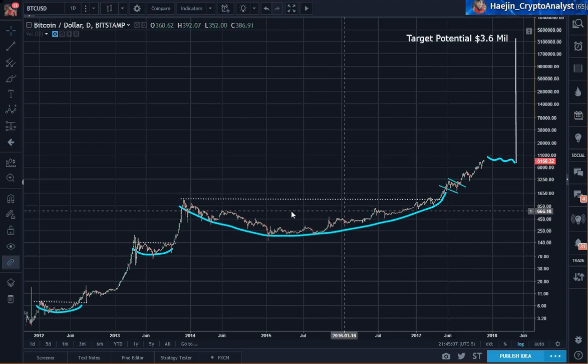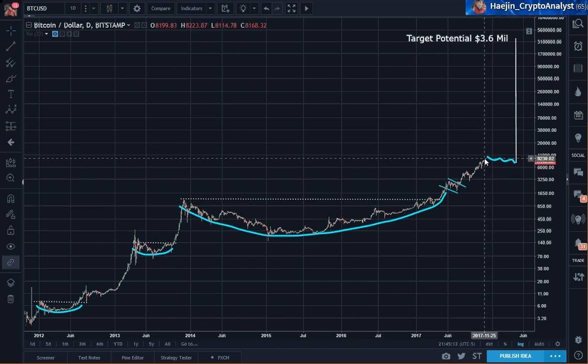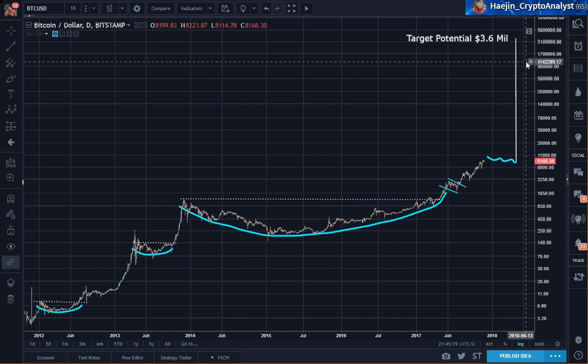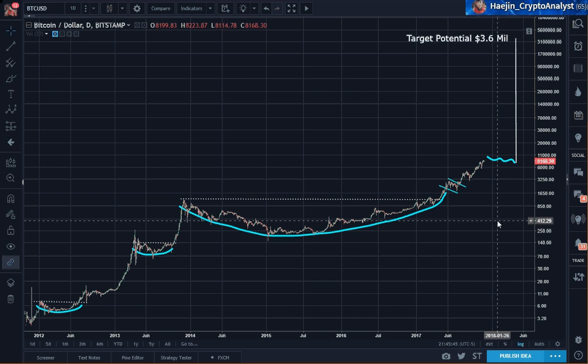Because we just escaped the saucer gravity. So if we're here, let's say, and we go vertical, and this was a 6, it went tenfold. I think Bitcoin has some fantastic vertical journey ahead of itself.